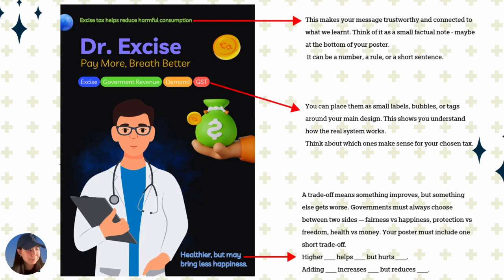And we also talk about the factual notes at the bottom of your poster, the green color sentence. So this could be a number, a rule, or a short sentence that gives extra information like a real tax rule or formula. And of course, you all have to include one trade-off sentence in your poster. Just remember, a trade-off is when something improves but something else gets worse. So I want you to show me that you truly understand how the tax works in real life. Okay, so keep these ideas in your mind because they will come back again in your justification paragraph.